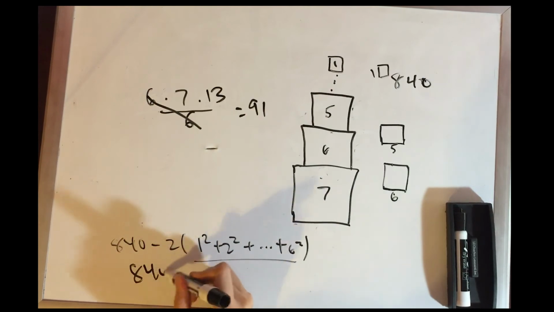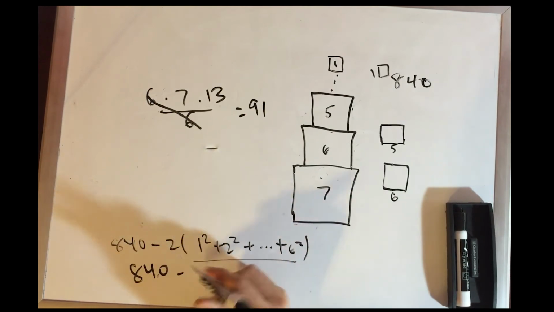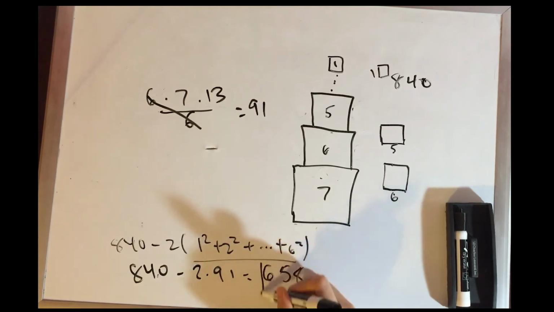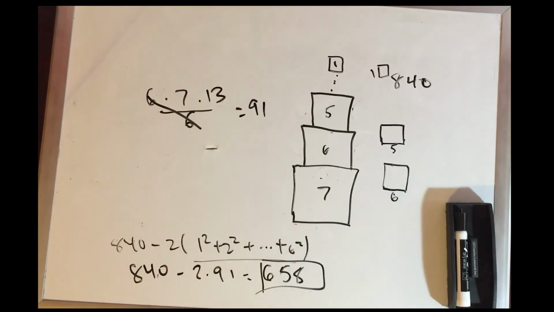So now we have 840 minus 2 times 91. And that's going to give you 658 as your final area. And that is going to be answer choice B.